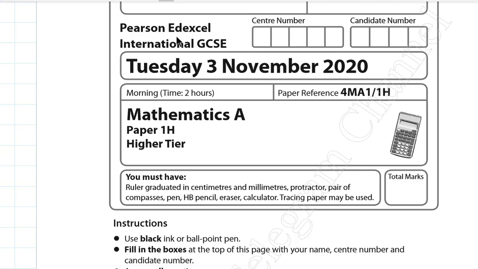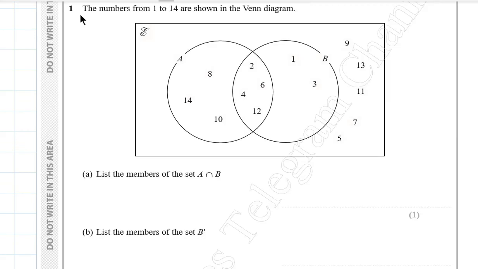Now we are going to solve Edexcel International GCSE November 2020 Mathematics A paper 1H. Question 1. The numbers from 1 to 14 are shown in the Venn diagram. So 1 and 14 are included, okay? A lists the numbers of the set A intersection B. Okay, piece of cake, of course.